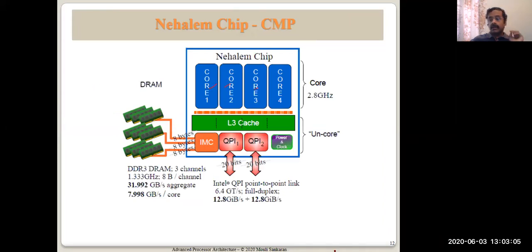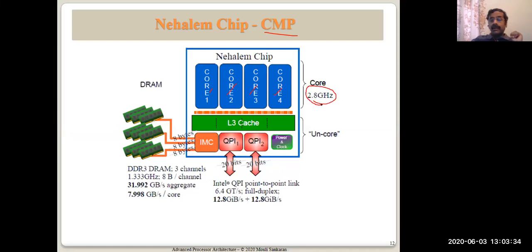Let me take another maybe 10 or 15 minutes before we break. We'll complete it. I will not go into the details, but I want you to understand how complex a real processor looks like. Okay. So there are quad cores. Nehalem chip is a quad core. This CMP I told you. So there are 4 cores in them.